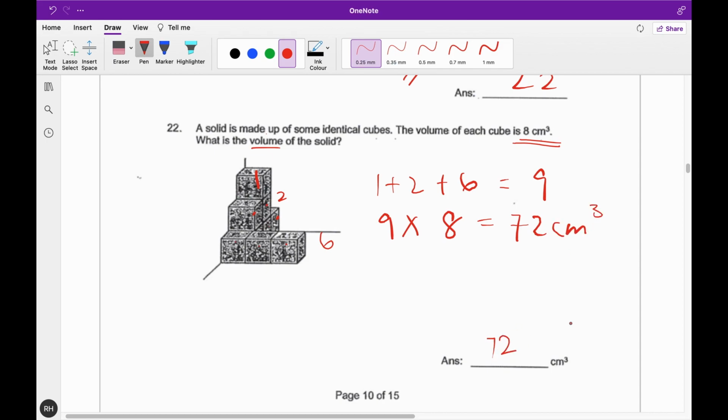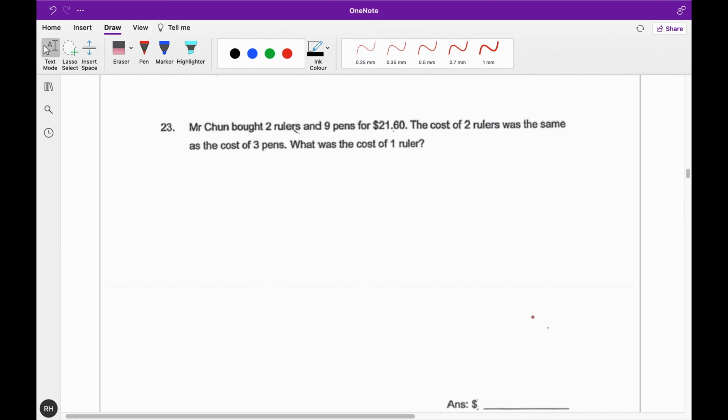So 72. Question 23. Mr. Chun bought 2 rulers and 9 pens for $21.60. The cost of 2 rulers was the same as the cost of 3 pens. So 2 rulers and 3 pens. So 2 rulers basically equals 3 pens. Okay, what was the cost of 1 ruler?